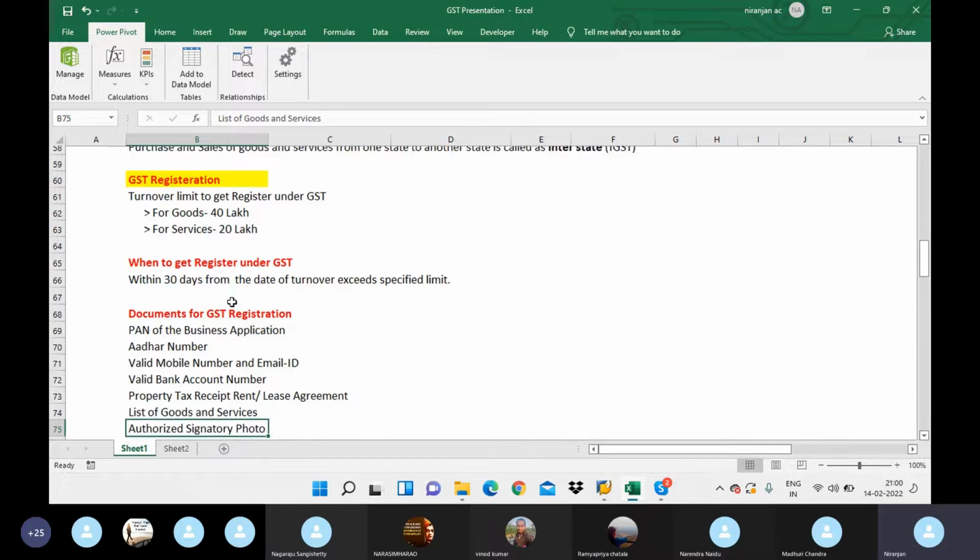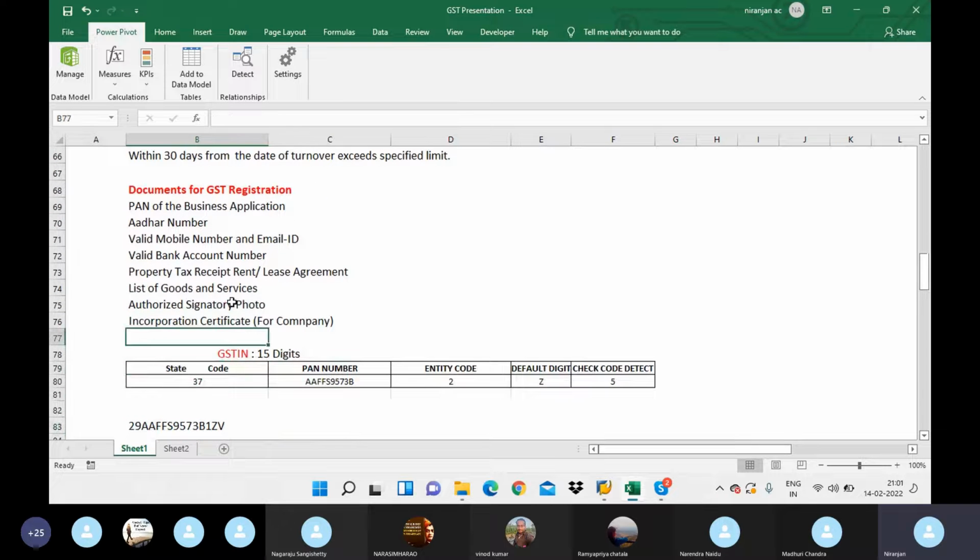Documents required for GST registration: PAN of the business applicant and Aadhaar number, valid mobile number and email ID, valid bank accounts, and property tax or rental lease agreement, and a list of the goods and services you register under the GST number, which we can mention in the agreement details. And the authorized signatory's photo and signature must be submitted, and the incorporation certificate of the company.